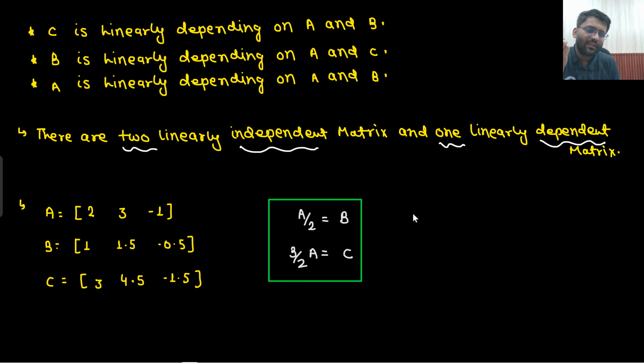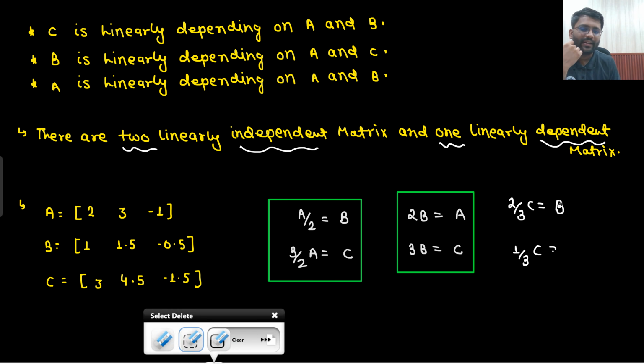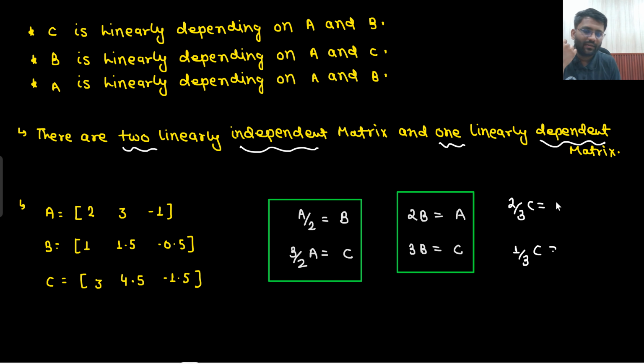Or someone would say that, sir, you give me matrix B, if I double it, I will get matrix A. And sir, if I triple it, I will get matrix C. Someone will say that, sir, you give me matrix C only, and if I take 2 by 3 times, I will get matrix B, and if I take 1 by 3 times, sorry, if I take 2 by 3 times, I will get matrix A, and if I take 1 by 3 times, I will get matrix B.